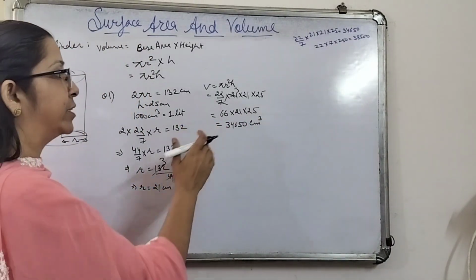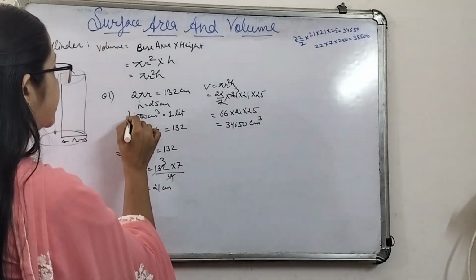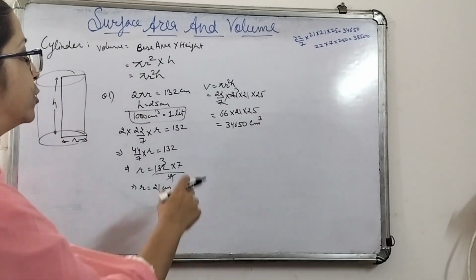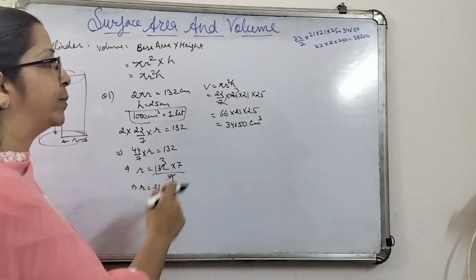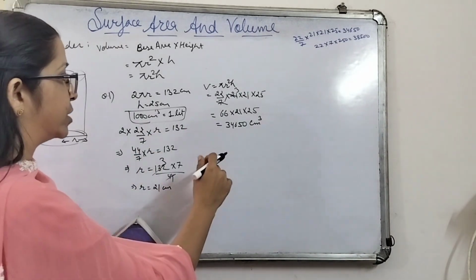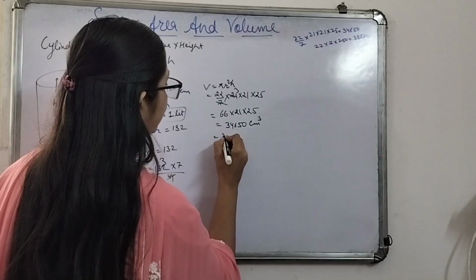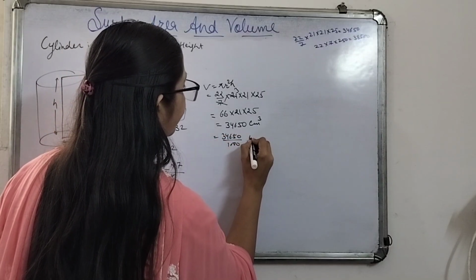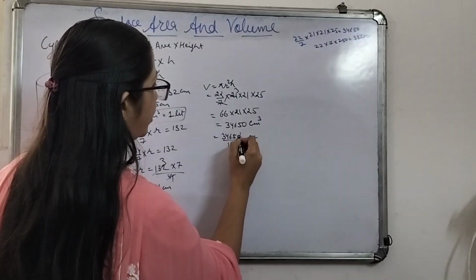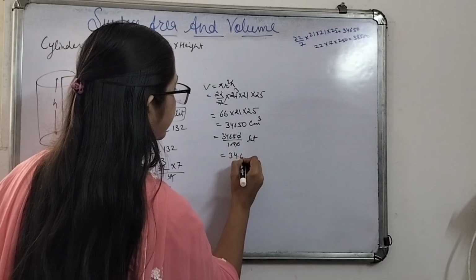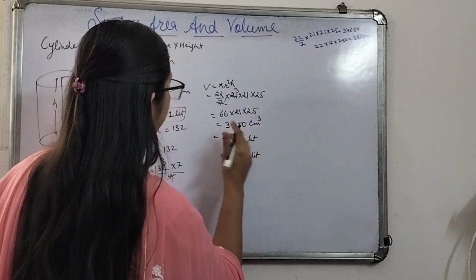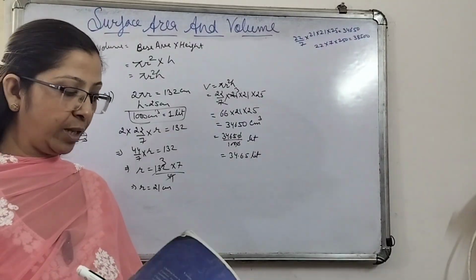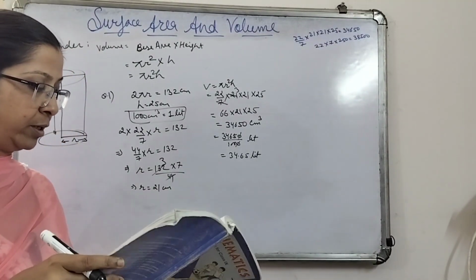Now we have to convert this into liters, and the relation is given to us as 1000 centimeter cube is 1 liter. So for converting it into liters, we will be dividing by 1000. If we divide it by 1000, it will become 34.65 liters. This is the capacity of the cylindrical vessel. This is how we can find it out.